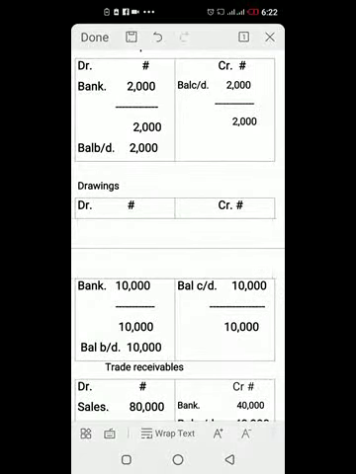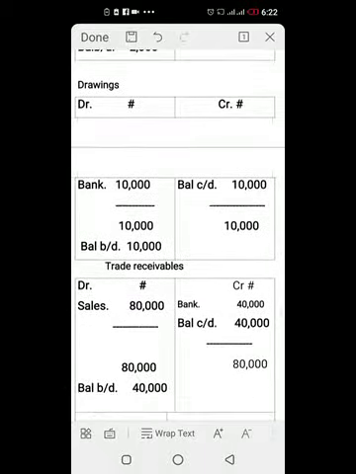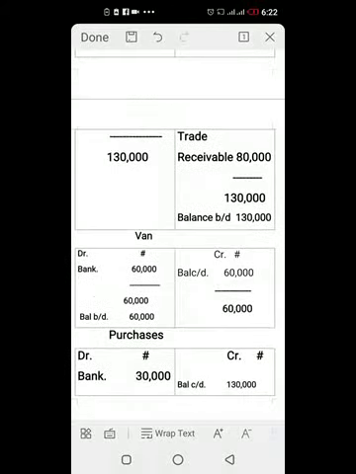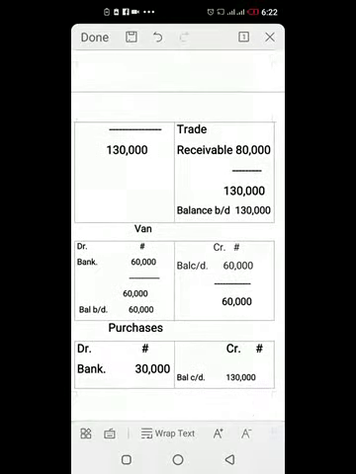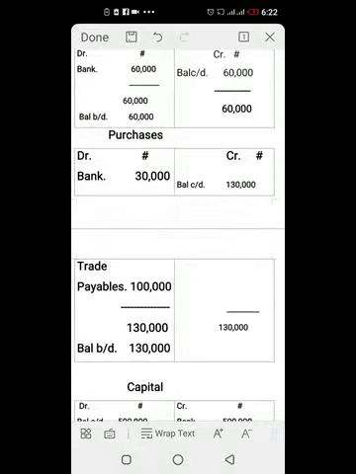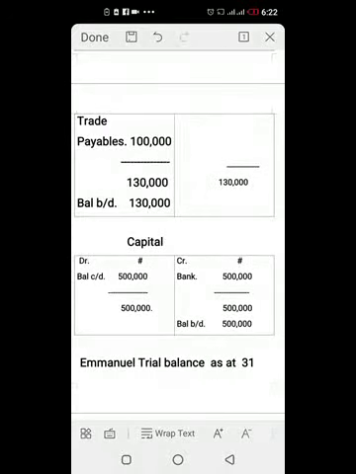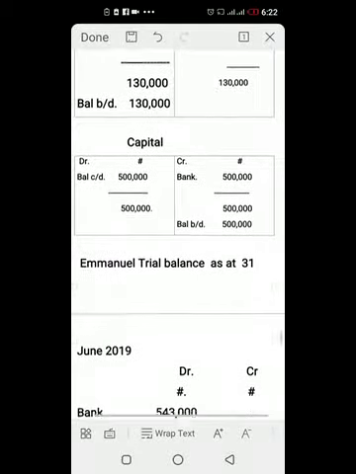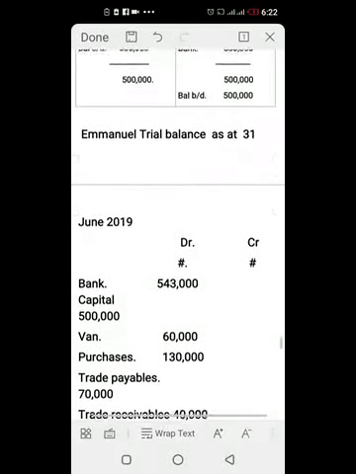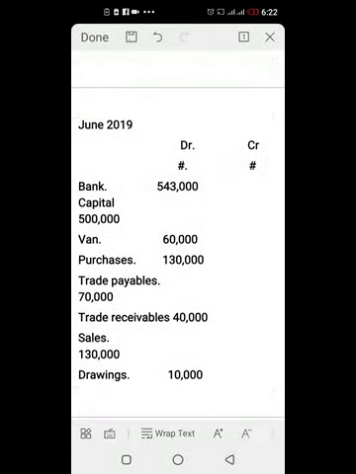Drawings, the same thing goes for drawings. Trade receivables, all the accounts that were there, the same thing will be done to all of them. Van, balance brought down 60,000 naira. Purchases, balance brought down 130,000 naira. Capital, balance brought down 500,000 naira. Attempt it on your own before you check the solutions and make sure that you quite understand it.